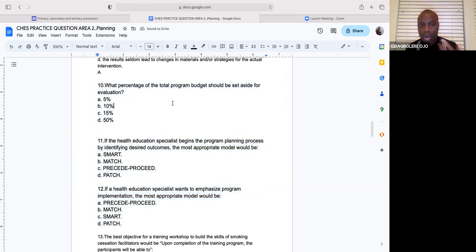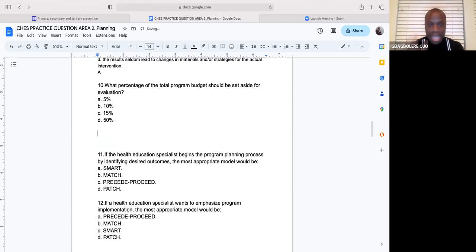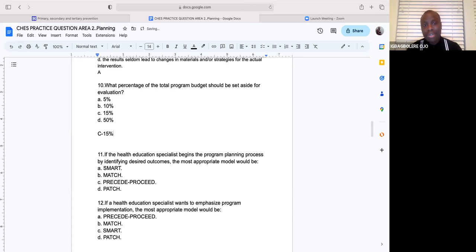Again, this is a textbook question. What percentage of the total program budget should be set aside for evaluation? Answer straight up, 15%, okay? 15%. It is a textbook question. However, when you read through the books and get into the field, you will find out that most budgets will be showing you 10 to 15%. But please, for the sake of this exam, go with 15%, okay? Let's all go with 15%.